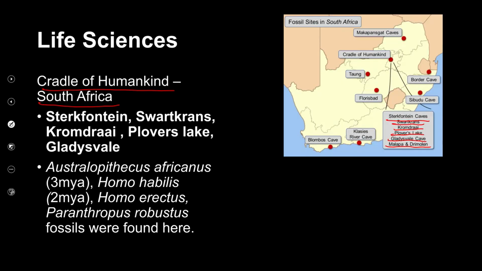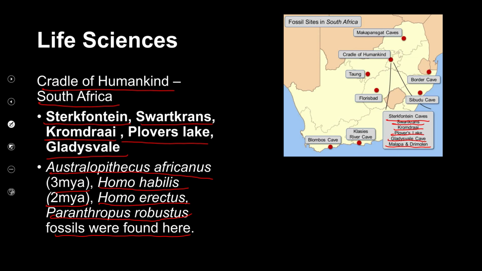Okay, so important to know then, in the Cradle of Humankind, we have the caves, or the area, Sterkfontein, Swartkrans, Kromdraai, Plovers Lake, Gladys Vale. In those areas, Australopithecus Africanus has been found, who lived about 3 million years ago, Homo Habilis, about 2 million years ago, Homo Erectus, and Paranthropus robustus, which is also an Australopithecine, and all of those fossils were found here. So we have a really rich source of fossil evidence.